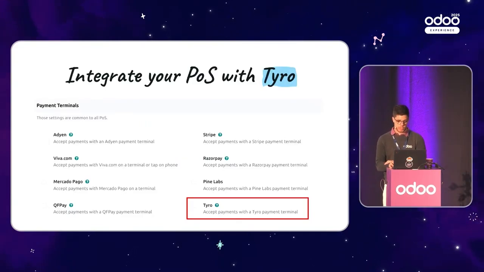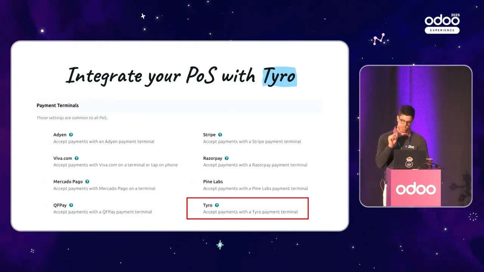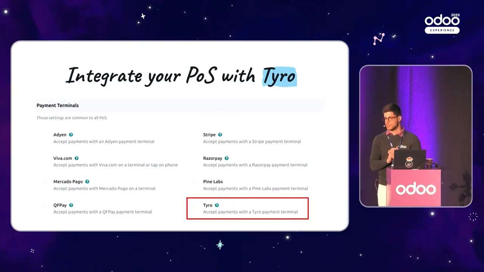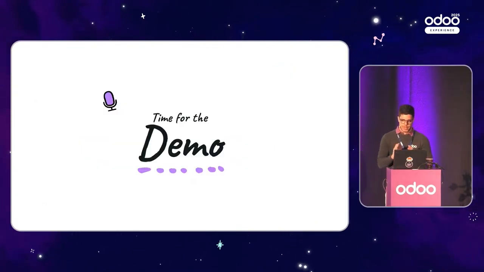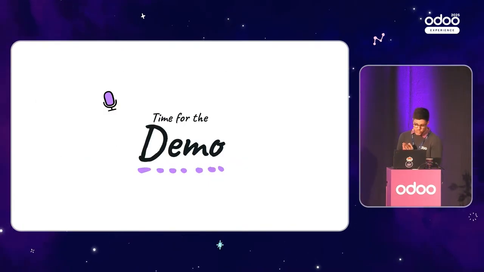So how do you enable this? You go to the point of sale settings, you click on Tyro checkbox, and then you configure it just like any other payment terminals inside of Odoo. Okay? So less talking, more showing.